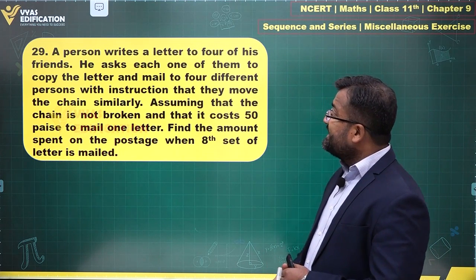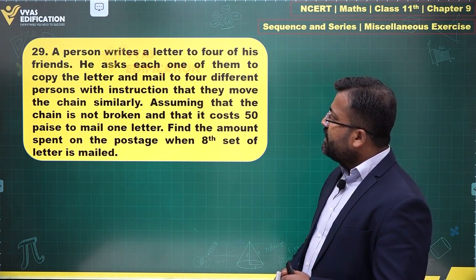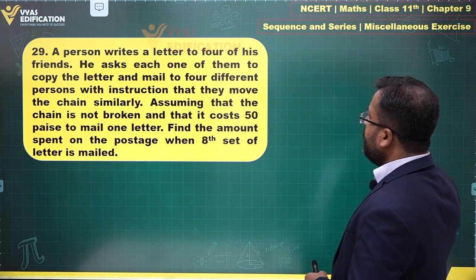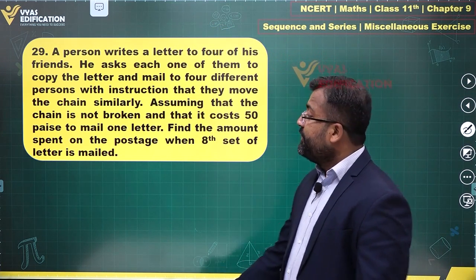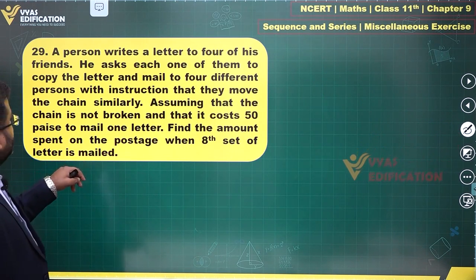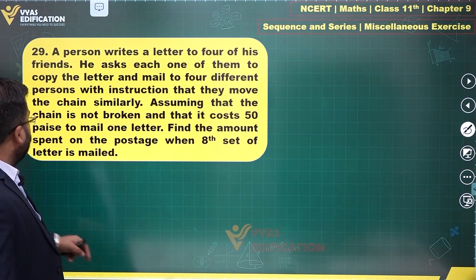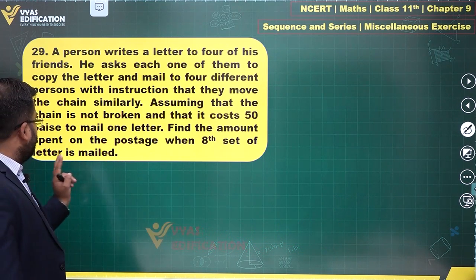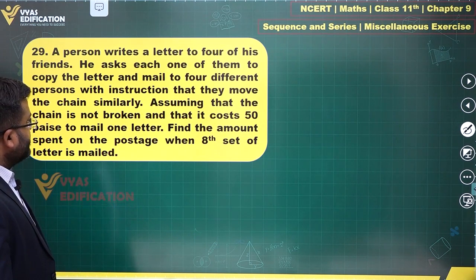He asks each one of them to copy the letter and mail to 4 different persons with the instruction that they move the chain similarly. Right, a chain is being formed over here. Assuming that the chain is not broken and that it costs 50 paise to mail one letter, find the amount spent on the postage when the 8th set of letters is mailed. Okay, amount spent on postage.